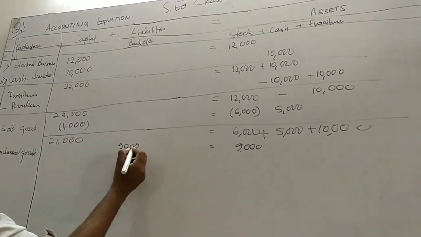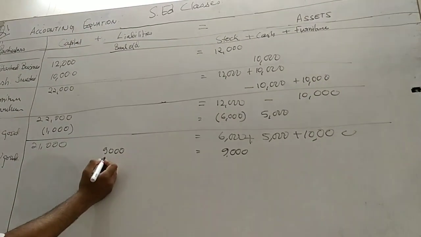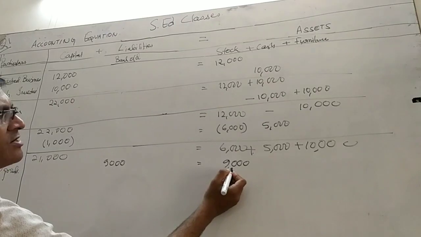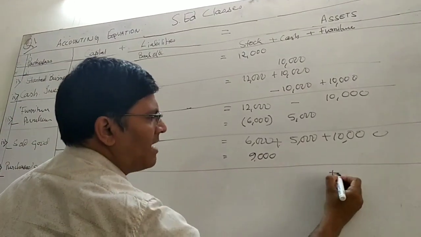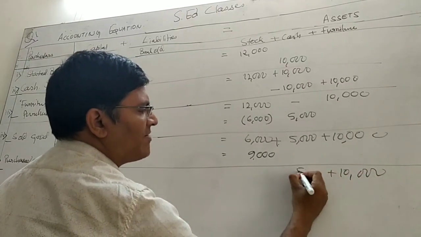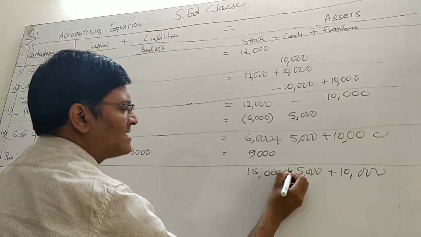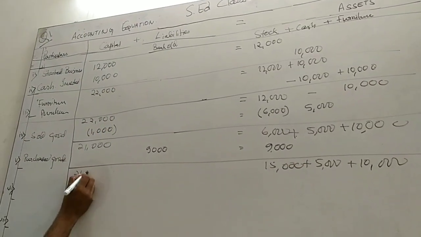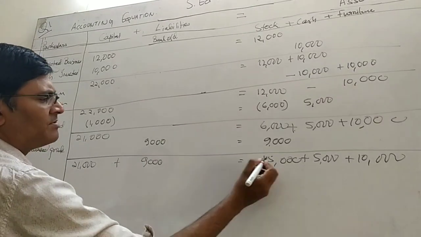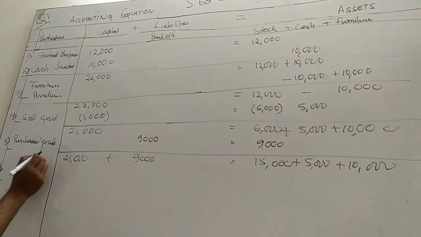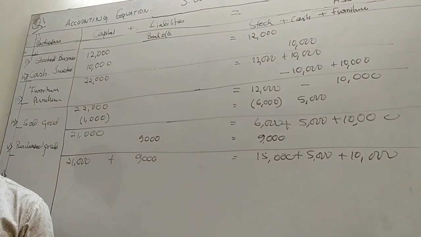We have purchased goods and we have paid through bank balance. Our bank overdraft increased, liability increased, and we purchased goods, so our stock increased. Our accounting equation again remains the same. This side 10,000, 5,000, 15,000 and 15,000, that is 30,000 on the asset side, and 21,000 in the capital, 9,000 in the liability, bank overdraft, that is 30,000. Again matched. That was purchased goods paid through check.